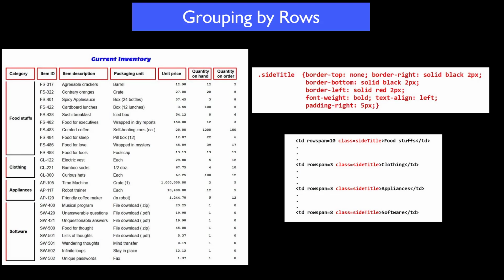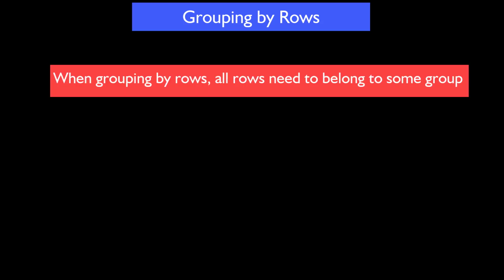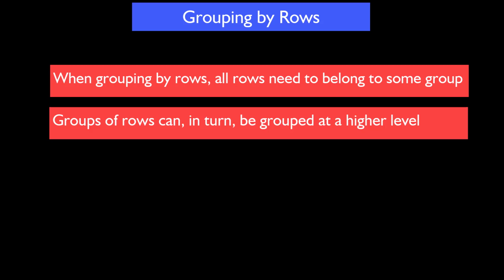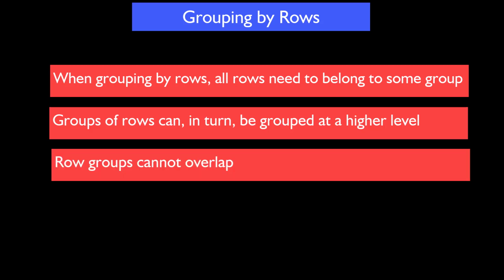Note, when you have rowspan specified, any content is, by default, set up to be vertically centered in the cell. It makes sense that if you are grouping by rows, all rows need to belong to some group. Note that groups of rows can, in turn, be grouped at a higher level. Row groups cannot overlap.